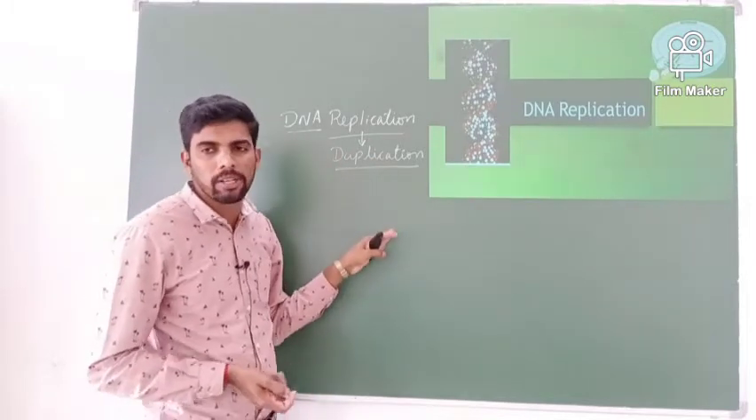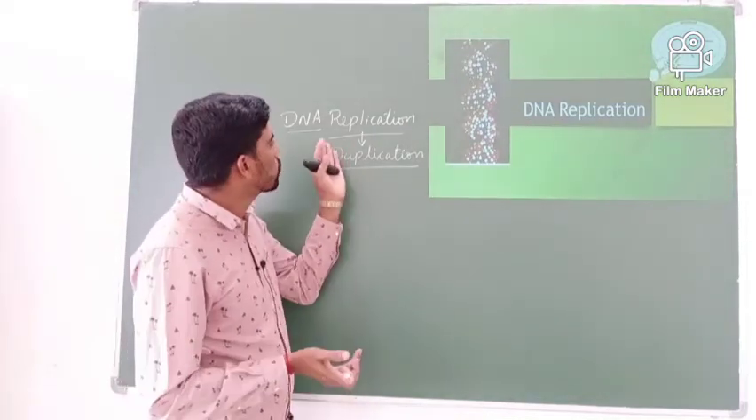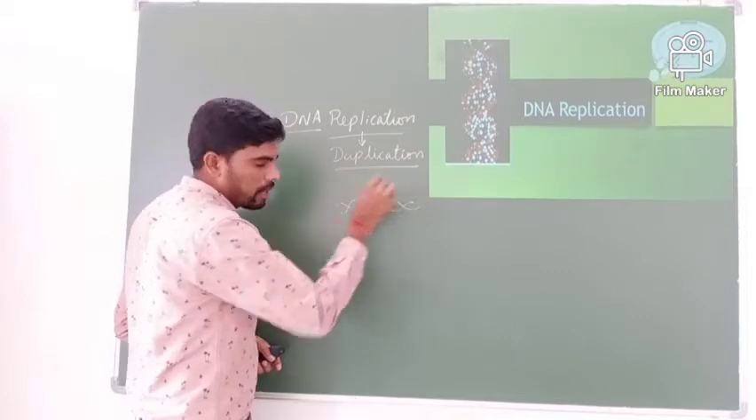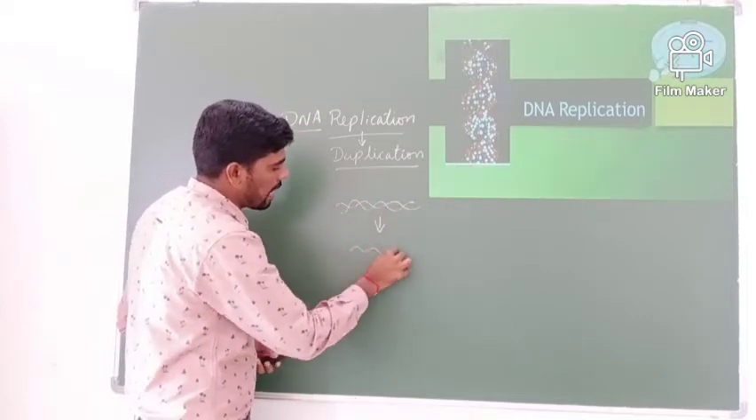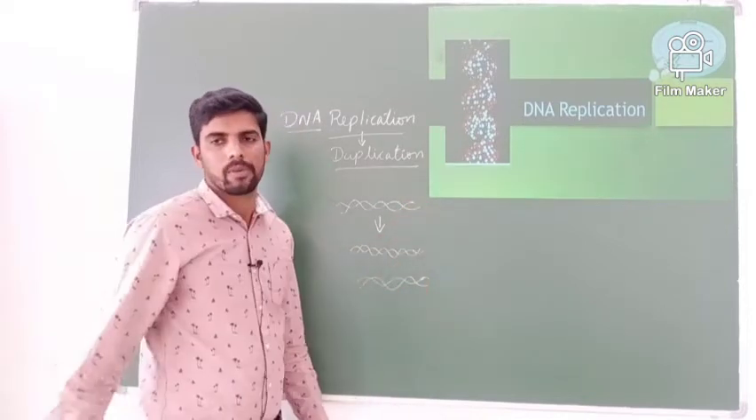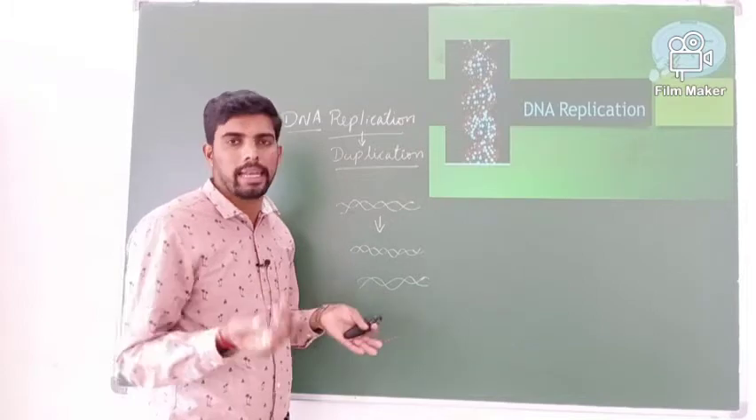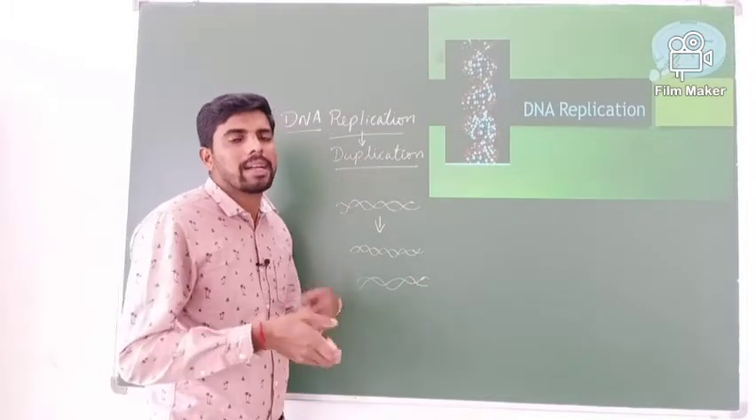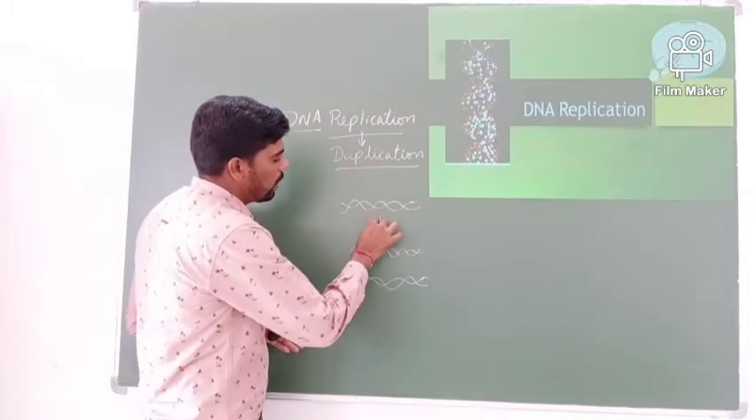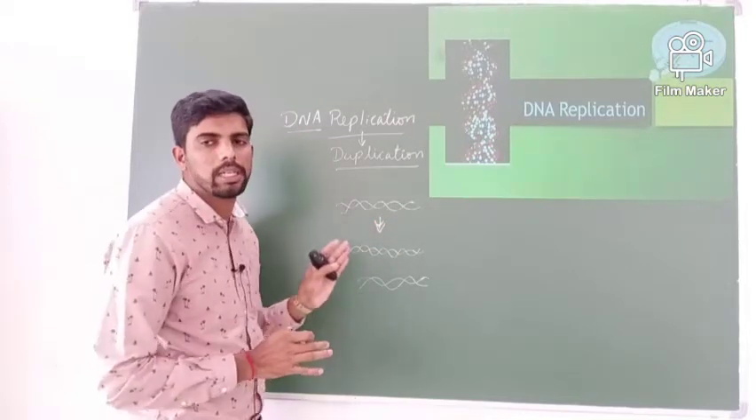But what do you mean by DNA replication? DNA creating its own exact copies is called DNA replication. Like this, when DNA produces its exact Xerox copies, it is called replication. Just as we make duplicate copies of important documents, like mark cards, through a Xerox machine, in the same way DNA creates its exact copies, called DNA replication.